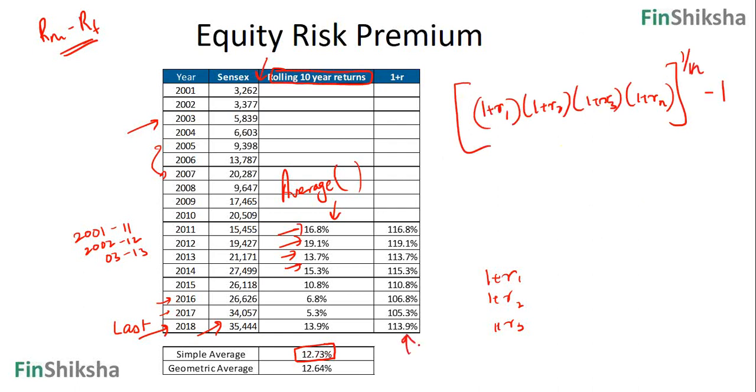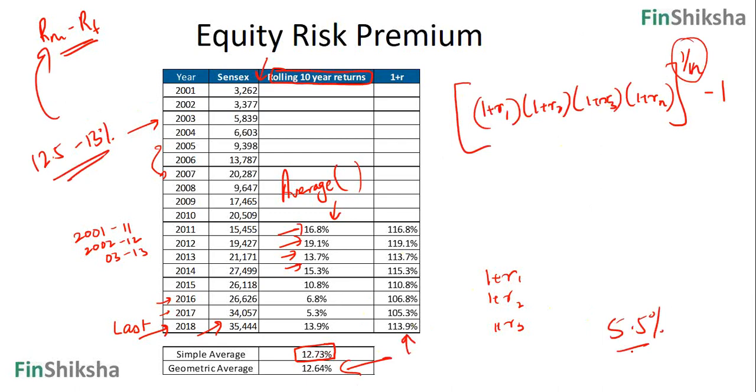So you multiply all of these. Because these are 8 years of data, you find the 8th root of that and subtract 1, the number actually comes very similar. It doesn't change in this particular case. So your return from the market historically has been approximately 12.5 to 13%. This is RM, right? So RM minus RF is probably about 5.5%.